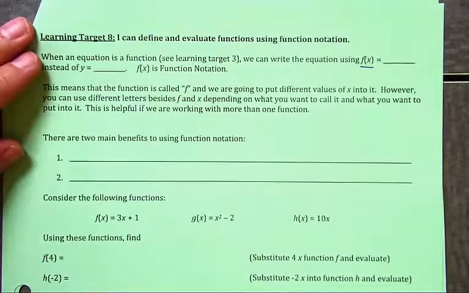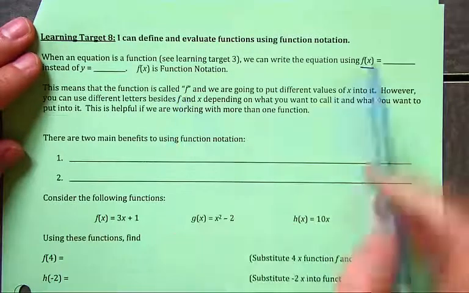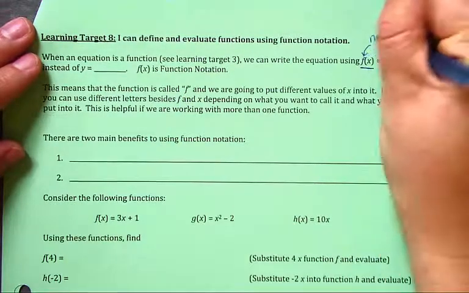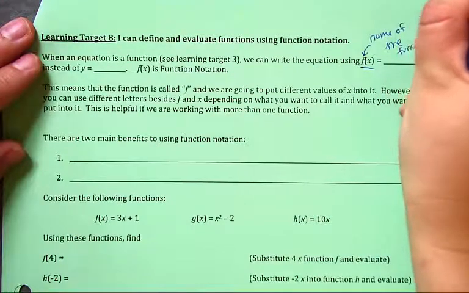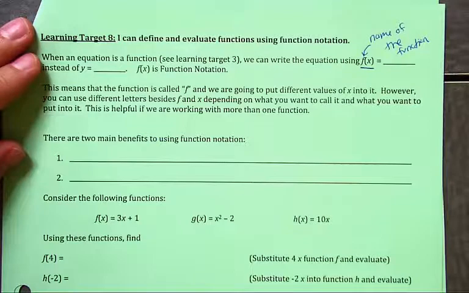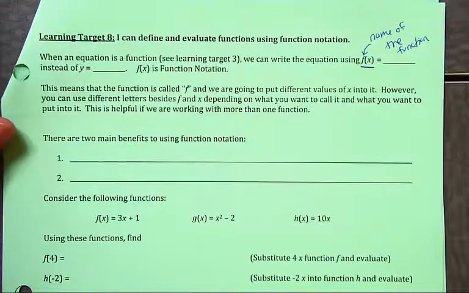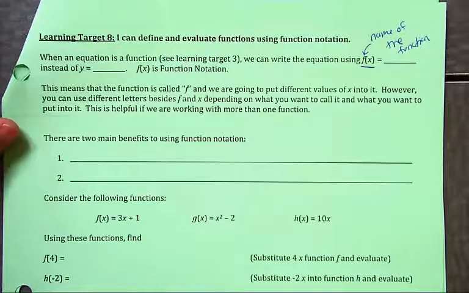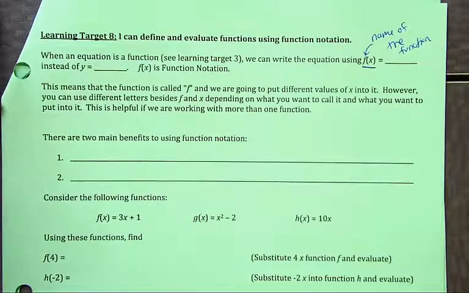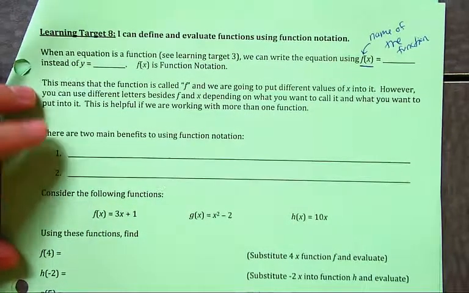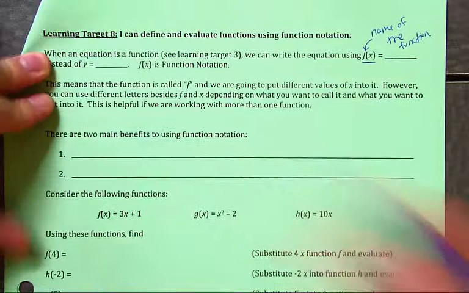This means that the function is called f, so this right here, that's the name of the function, f in this case. And we are going to put different values of x into this function. However, you can use different letters besides f and x depending on what you want to call the function and what you want to put into it. This is helpful if we are working with more than one function. So there are two main benefits to using function notation, and that's the first benefit.